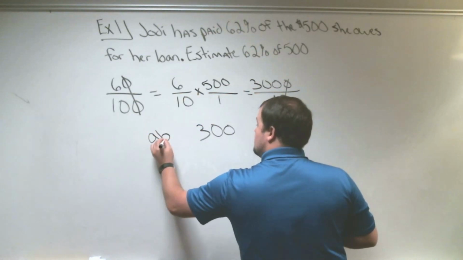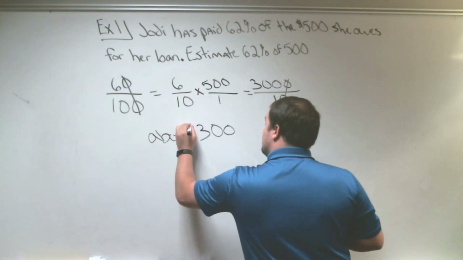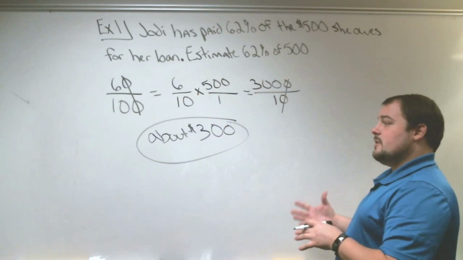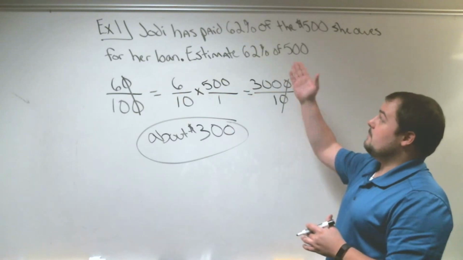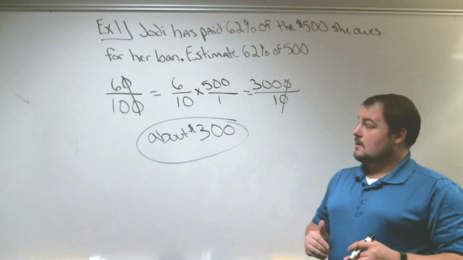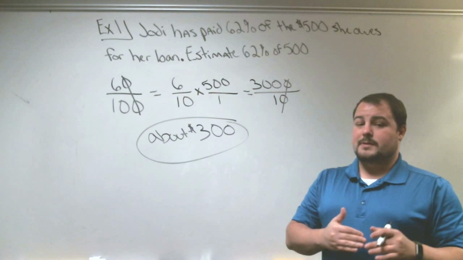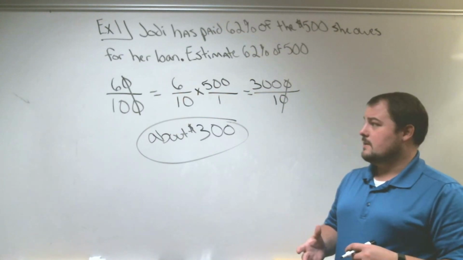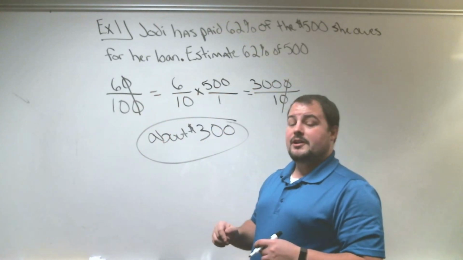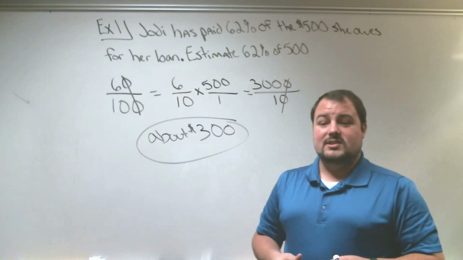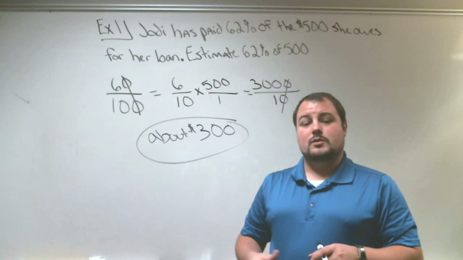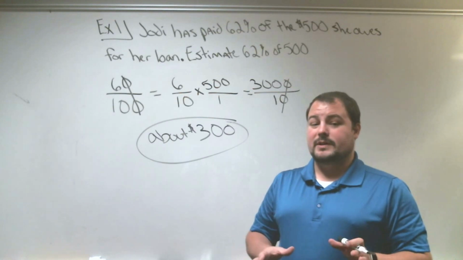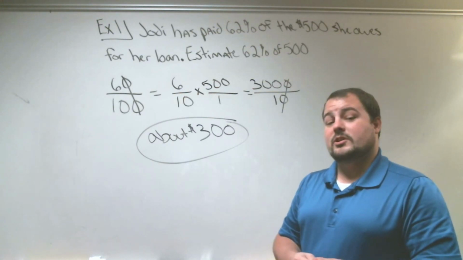So in this problem, Jody has paid about $300. She's actually paid more than $300 because we took the percent and rounded it down. If we rounded the percent up, she's paid less than that amount. But we said 62% is close to 60%. We made it 60 out of 100, and then we multiplied like we did in the previous lesson. So in this problem, we round our percent or our number so that we can multiply a little bit easier. So this would be our answer to question number 1.